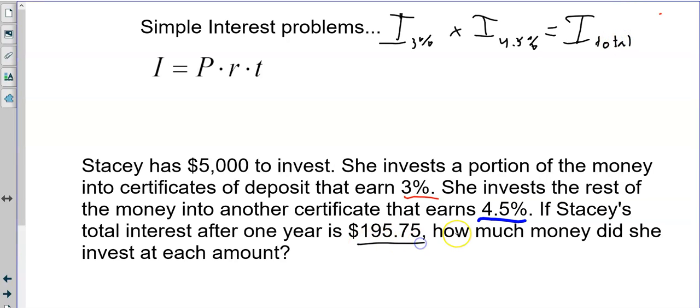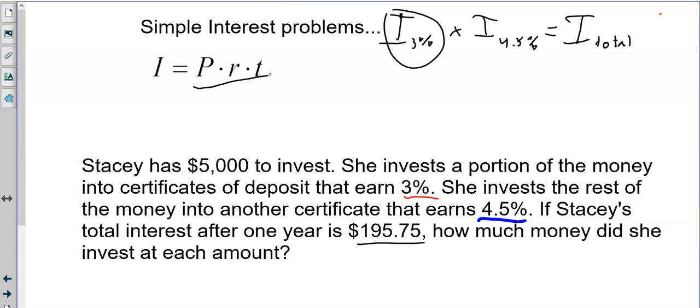So we know our total interest is 195.75. So you're really just going to plug in this equation. Well, how do I figure out my interest at 3%? Well, fortunately, I have a formula for that, right? PRT. So we're going to use it. We're going to say, okay, P is the principal. How much did she invest?